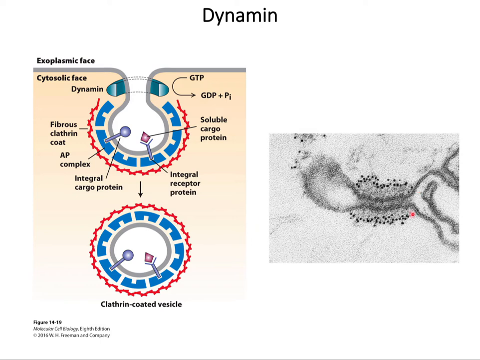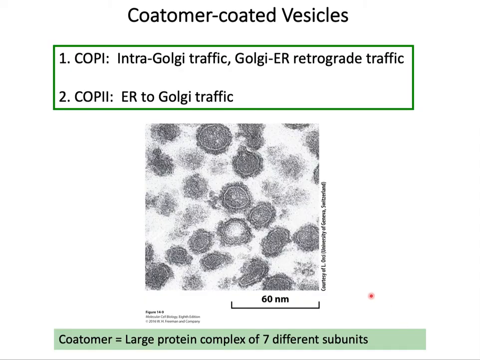You can see that very clearly here in the transmission EM. You can see the dynamin that is labeled by this electron-dense material, and you can see how this bud is being formed here, and the pinching of the bud is facilitated by this dynamin protein. Those are the clathrin-coated vesicles.